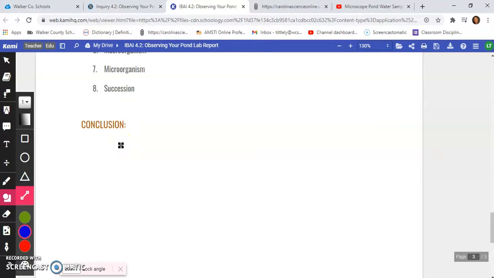For this lab report, your conclusion should describe the living things in your pond, especially focus on those microorganisms that we saw swimming around in the pond water.